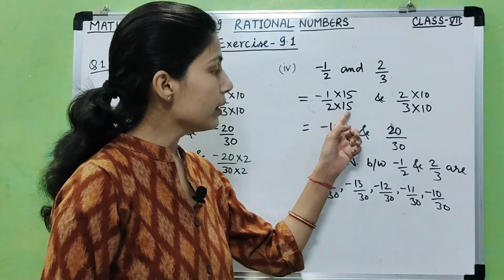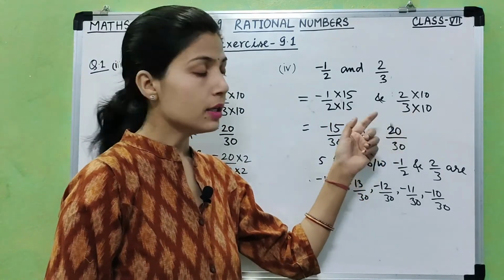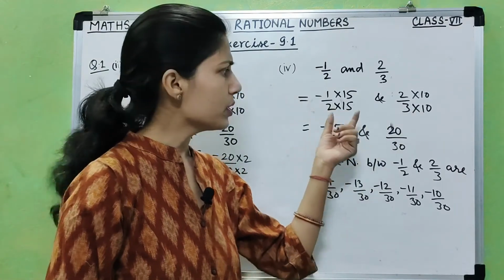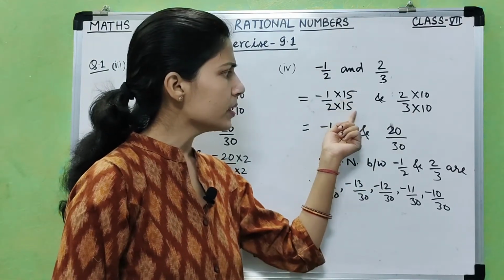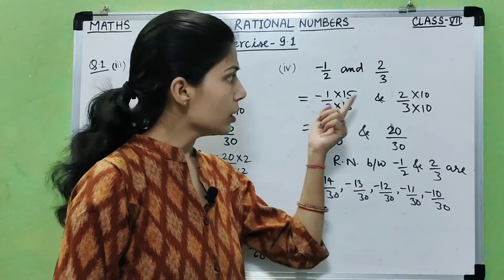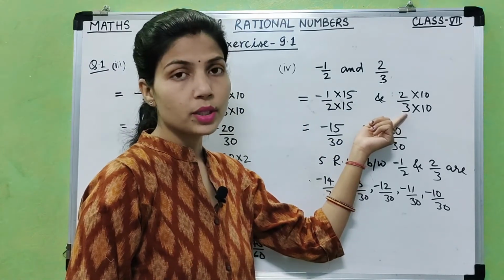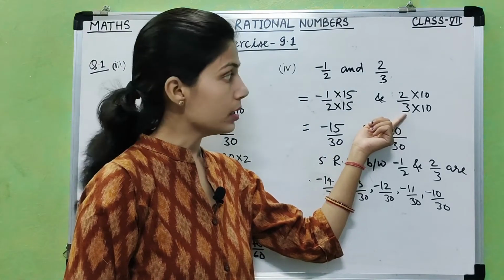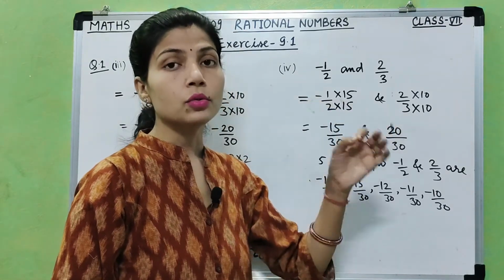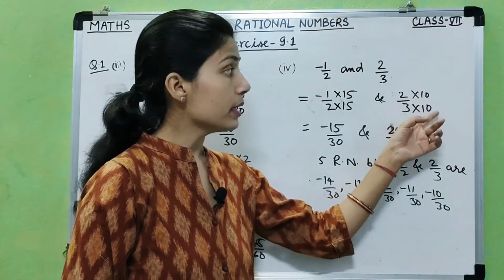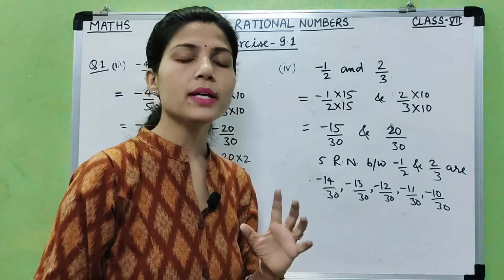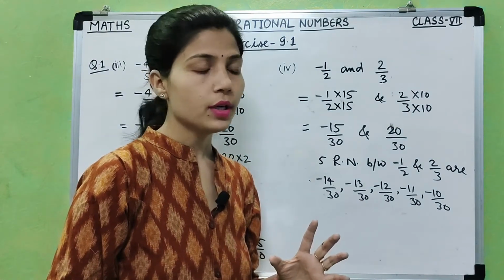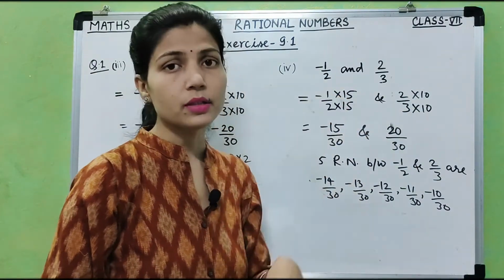Here we have multiplied by 15 and here by 10. You can also multiply by any number. Suppose you are multiplying by 30. So 30 2s are 60. So here this denominator we also have to make 60. 3 into 20, so you have to multiply here by 20. So you can multiply by any number, okay, so that the denominators can be the same.